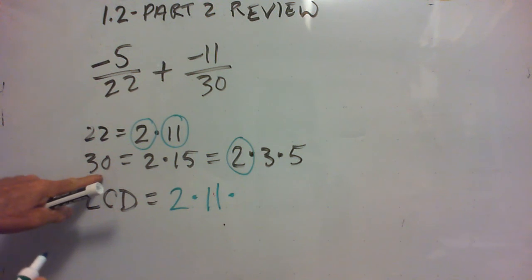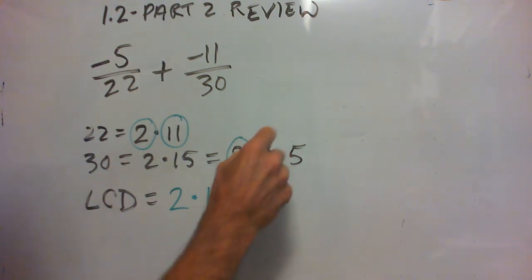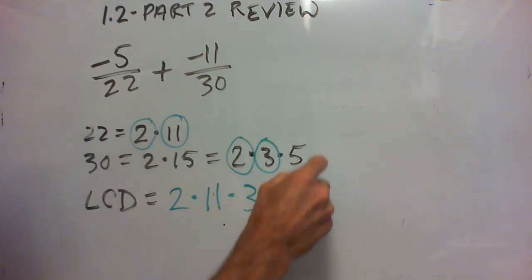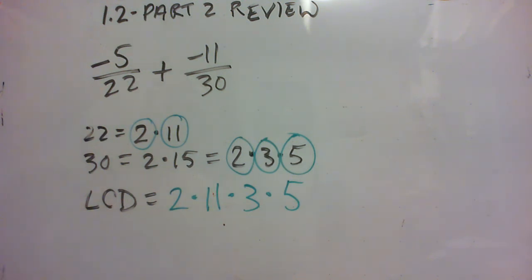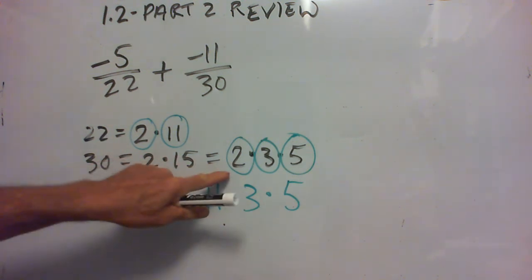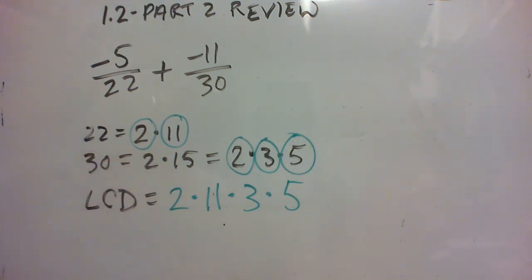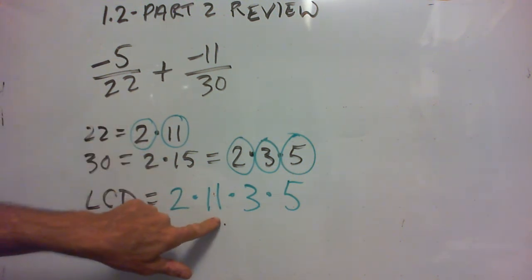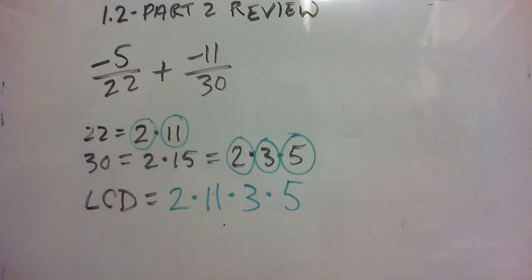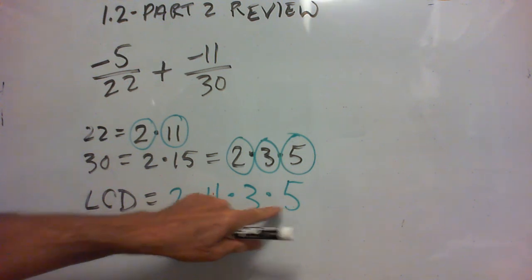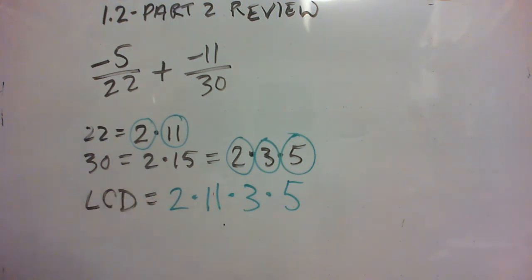In order to be divisible by 30, we also need a 3 and a 5. Now we only need 2 once. We don't need 2 squared, just one factor of 2. Now both of these denominators will divide into this product. And this multiplies out to, let's see, 15 times 2 is 30, times 11 is 330.